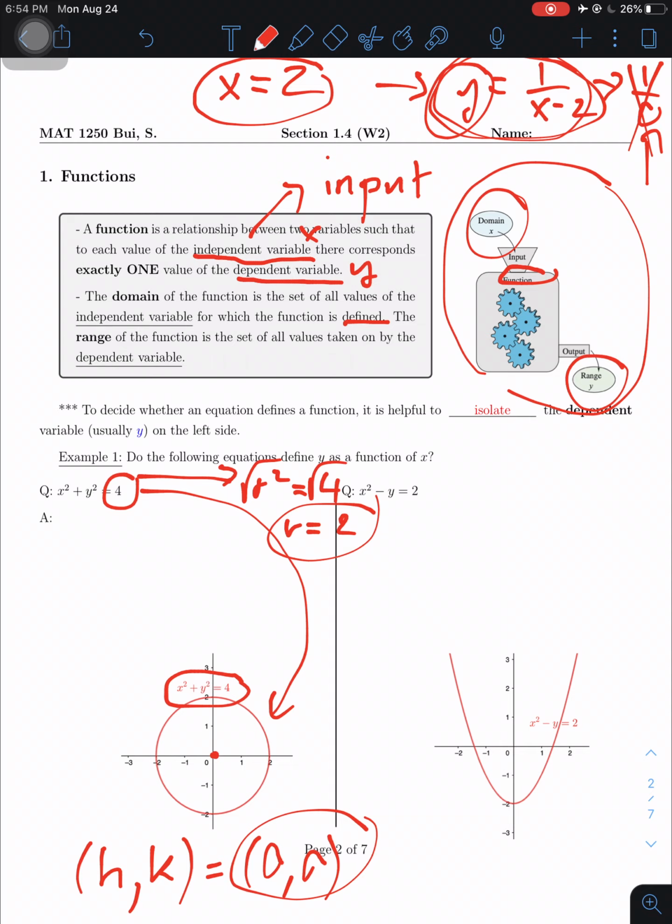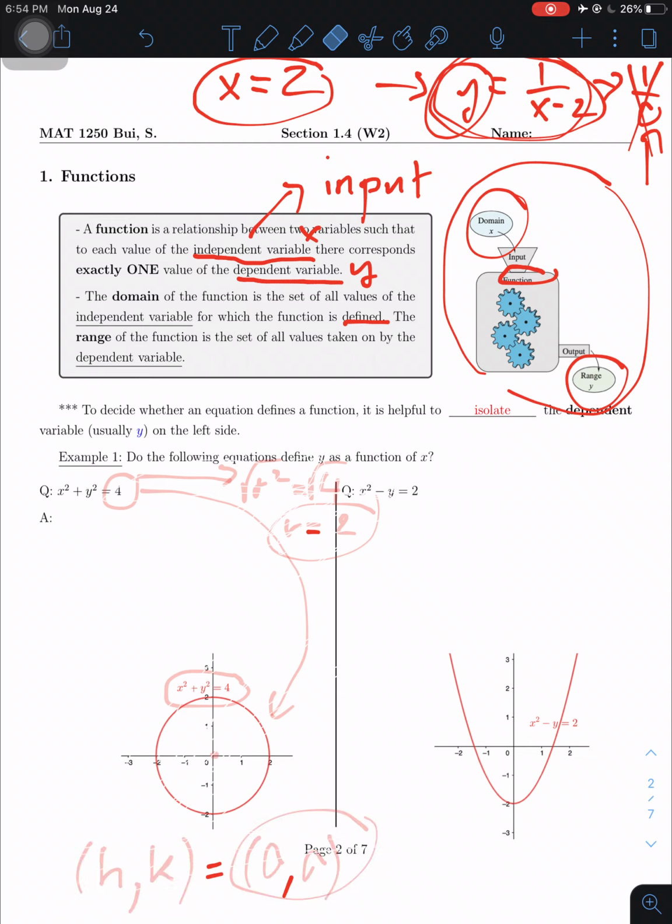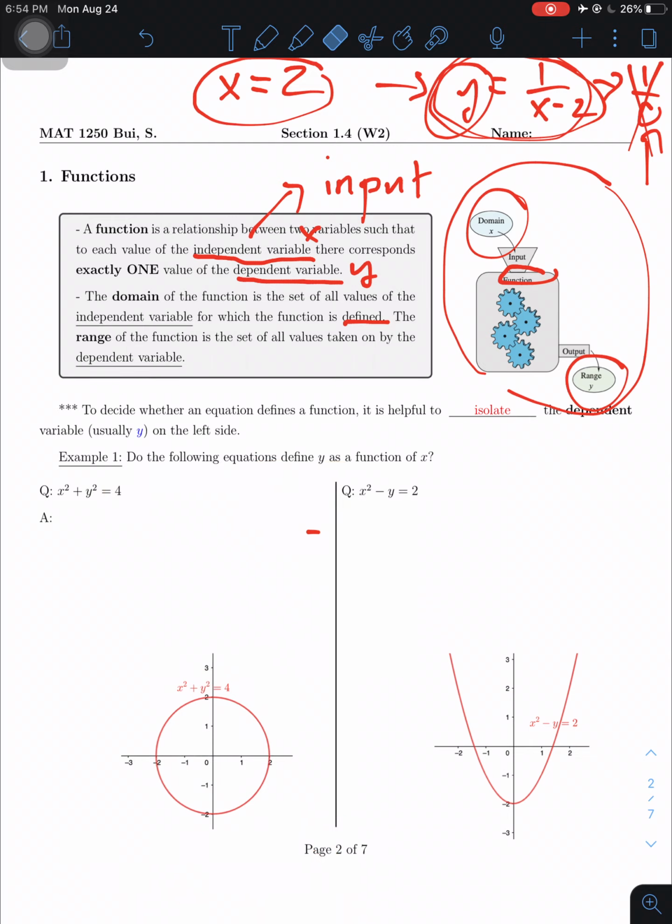All right. Let me erase some things in here, and then let's talk about how to decide whether this equation in here is a function or not. According to my tips, first of all, let's isolate y. I'll need y in here, right? So first of all, I need to get rid of the square on top of y, and I also need to get rid of the x squared somehow, right?